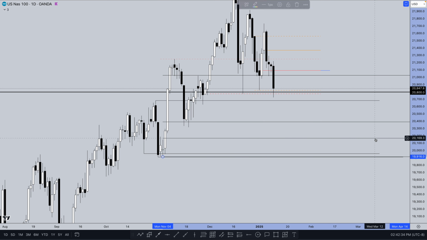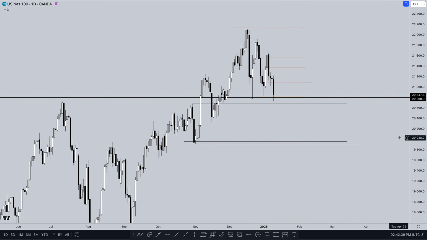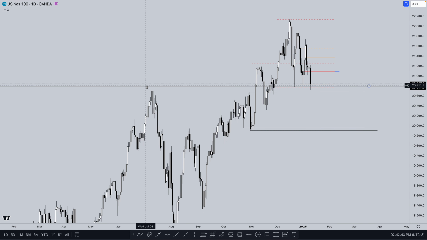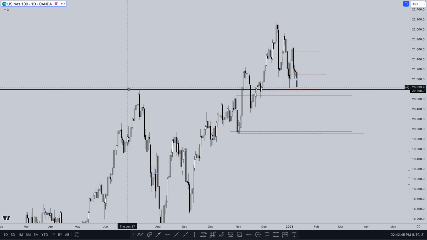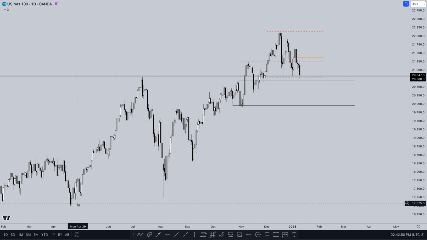I'm going to remove the fib because we already know that we're in the discount area. And it's also around 20,800, which is the previous all-time highs. So that's another solid confirmation, because that's also a regular break and retest.